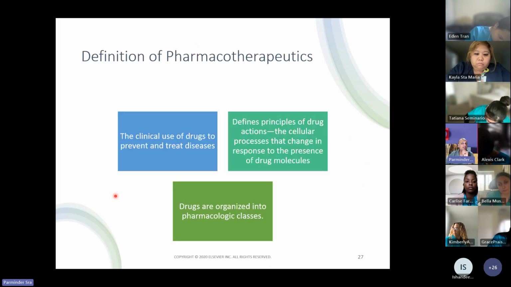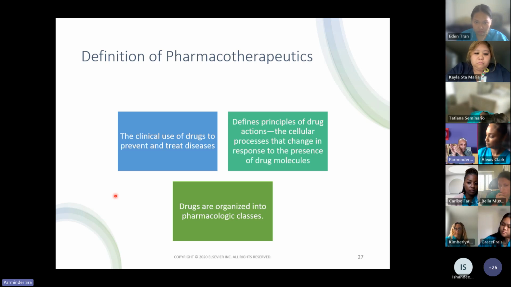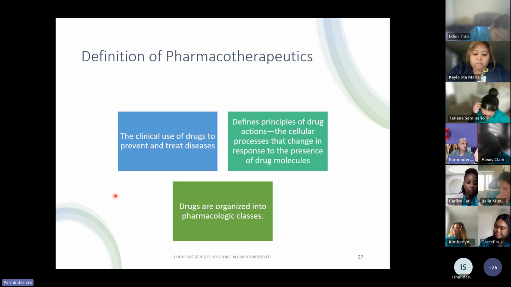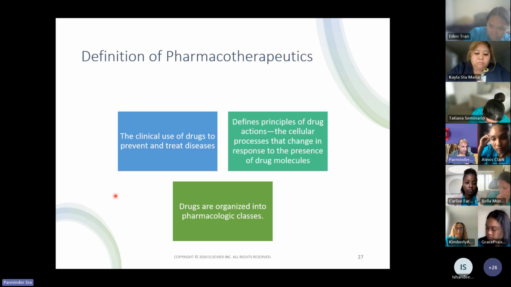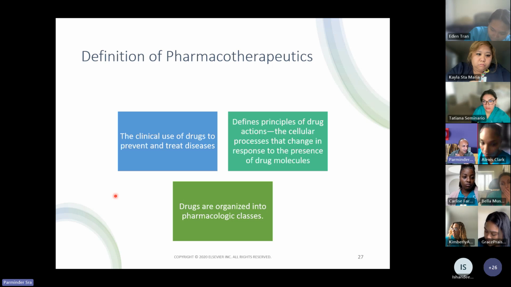Then pharmacotherapeutics. Pharma means drugs, therapeutics. So utilization of drugs either to prevent or treat a disease. That is called pharmacotherapeutics. Understood? It's the study of how the drug is used to either prevent or treat a disease. That is your pharmacotherapeutics.